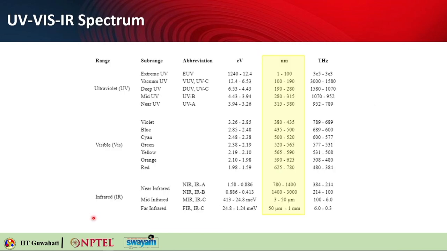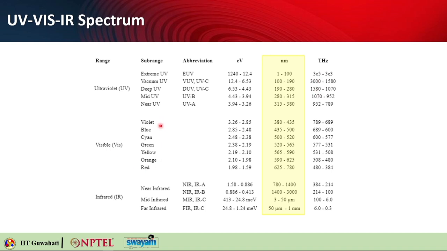Now, let us have a quick look into various subfields of this UV, visible, and IR spectrum. If you closely look at the figure shown here, ultraviolet has many subbands: extreme UV, vacuum UV, deep UV, mid UV, and near UV. And these are the energies in eV associated, this is the wavelength range and this is the frequency range.